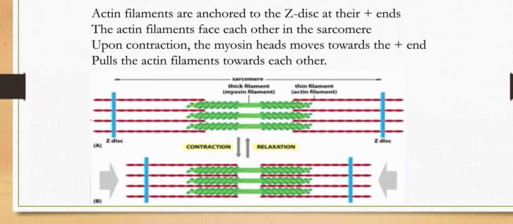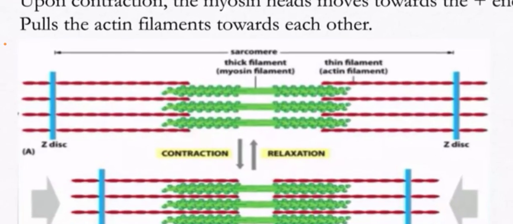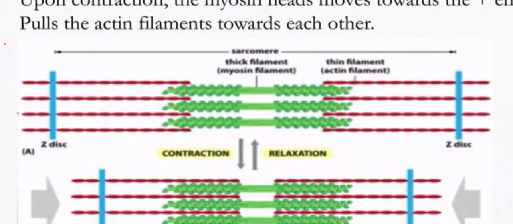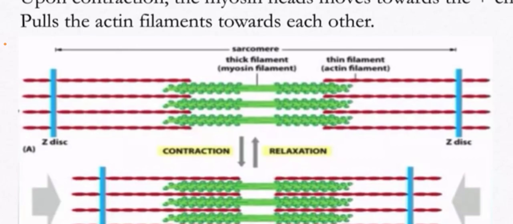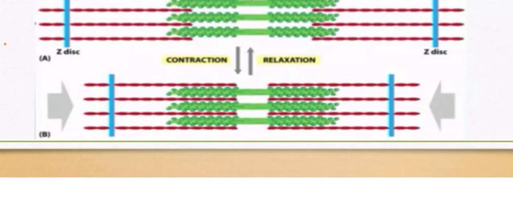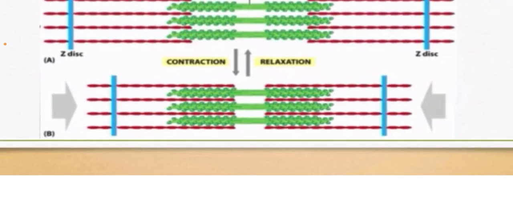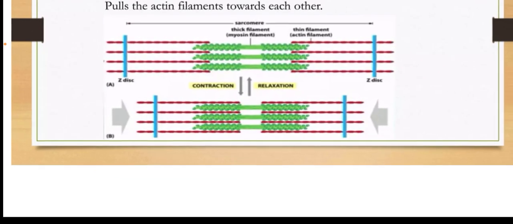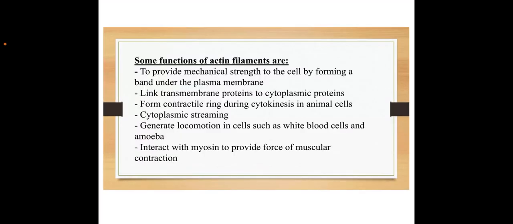In the first diagram, the center, where the myosin heads are, shows the A band, which is a dark band. And in the lower diagram, you can see that in the contracted state, the actin filaments move over the myosin and come closer to each other. If we talk about the function, they provide mechanical strength, link transmembrane proteins, form contractile rings, carry out cytoplasmic streaming, generate locomotion in cells, and interact with myosin to provide force for muscular contraction.